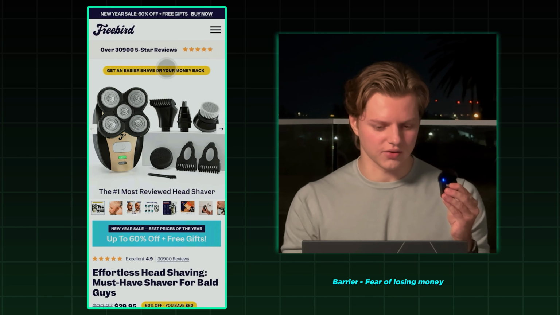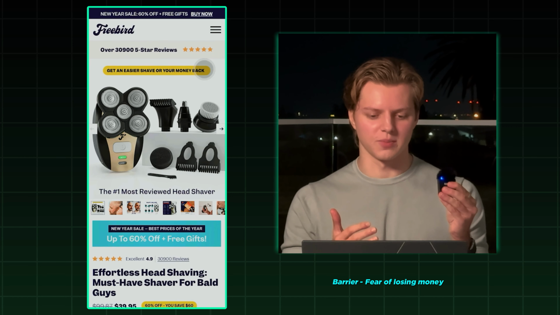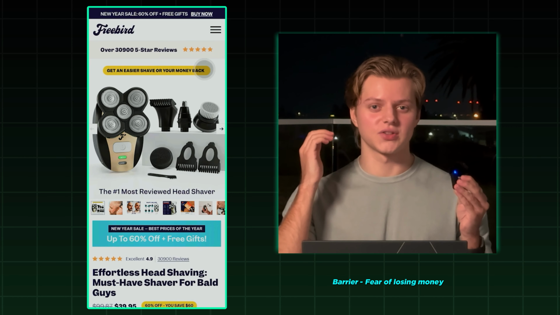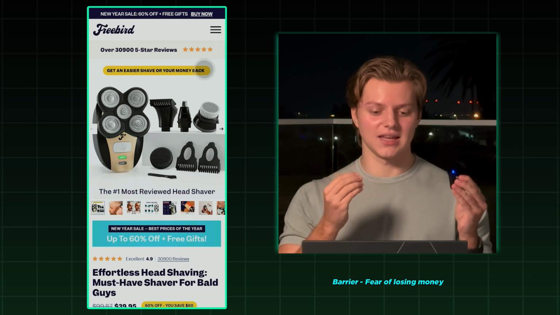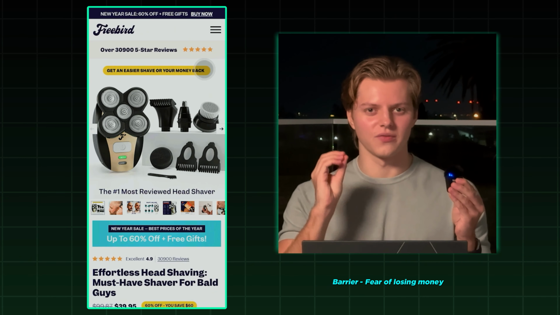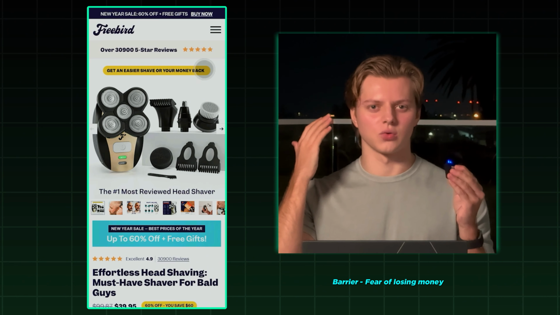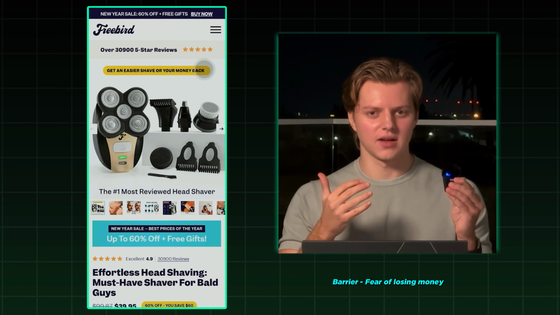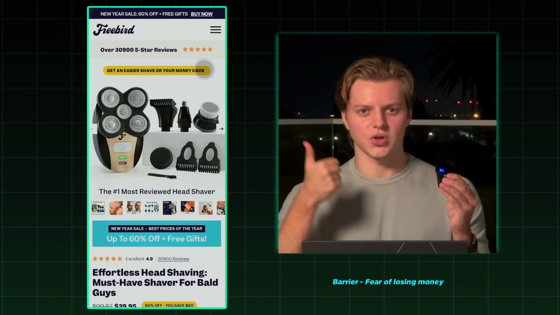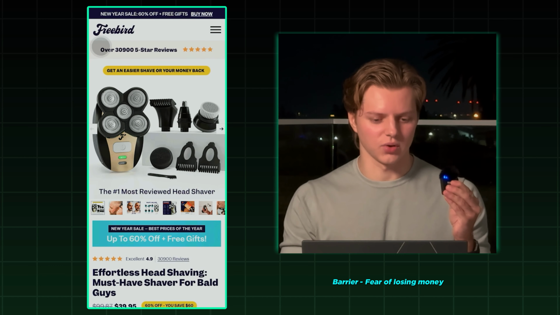Then immediately under they have "get an easier shave or your money back," which is fantastic. They are not saying to me they have a guarantee. They're saying get your money back. And this is a very, very important distinction. So what they have already accomplished here now is they have disarmed me because I now trust that this is a legitimate brand considering the reviews.